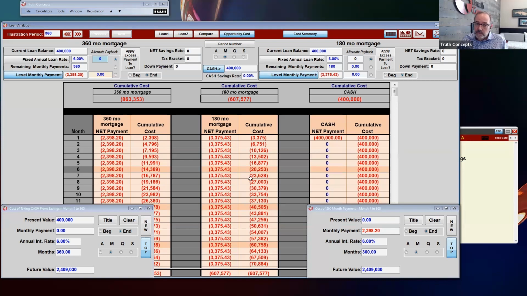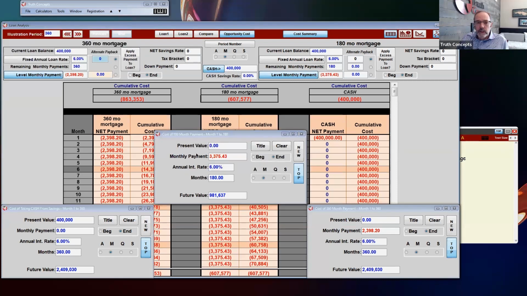$2,409,000. So what about the 180-month mortgage? Well, if we look at that one, we have a higher payment, but we only have to pay it for 180 months. And at the end of 180 months, on $3,375.43 a month, we end up with $981,637 if it's growing at a 6% interest rate.